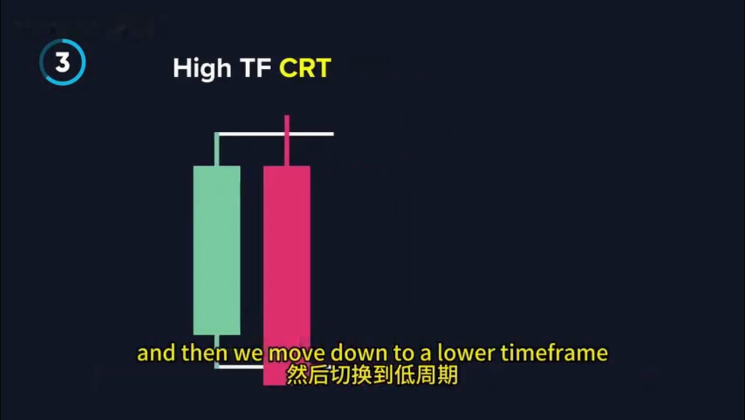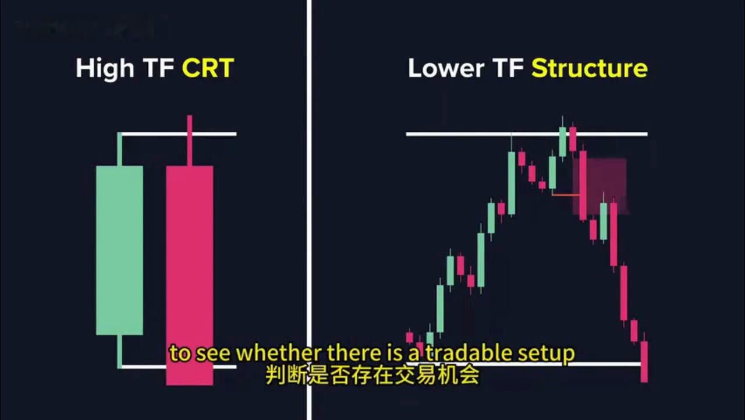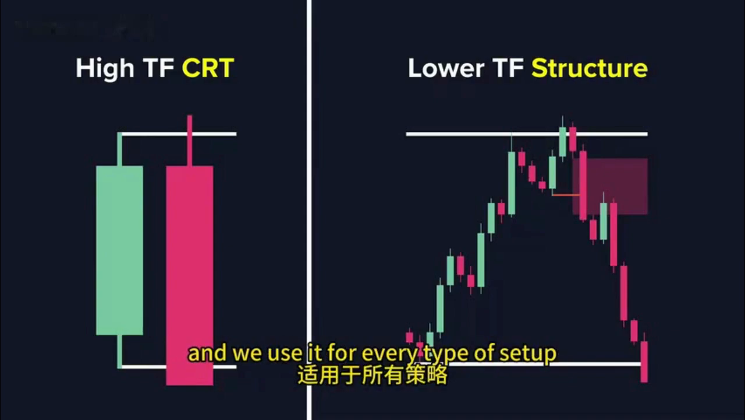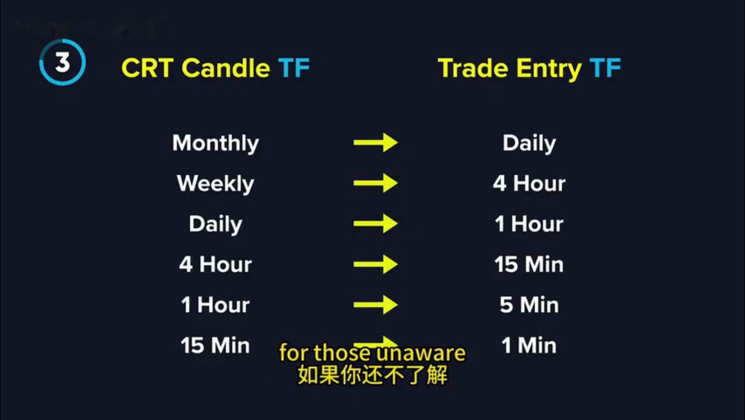And then we move down to a lower time frame, which allows us to actually break down the market structure to see whether there is a tradable setup. And we call this time frame alignment, and we use it for every type of setup using smart money concepts. For those unaware, here are the time frame pairings that are the best to use.